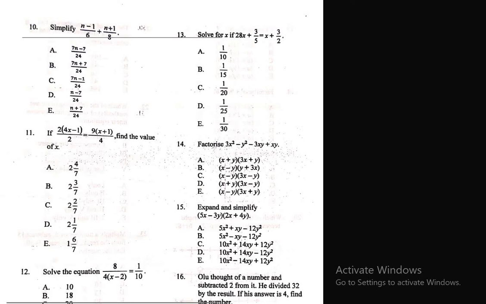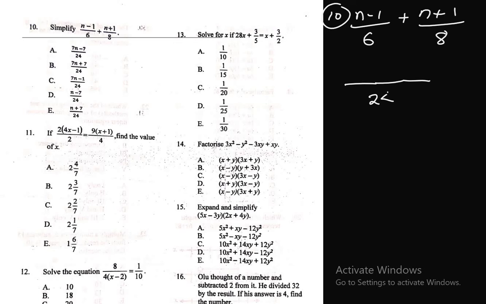Question number 10. We've done 1 to 9. Simplify n minus 1 over 6 plus n plus 1 over 8. The first thing you need to do is to take the LCM of 6 and 8, which is 24. Then you divide and multiply. 24 divided by 6 is 4. Then use 4 to multiply everything there. Plus 24 divided by 8 is 3. 3 times the numerator of the second fraction, which is n plus 1.